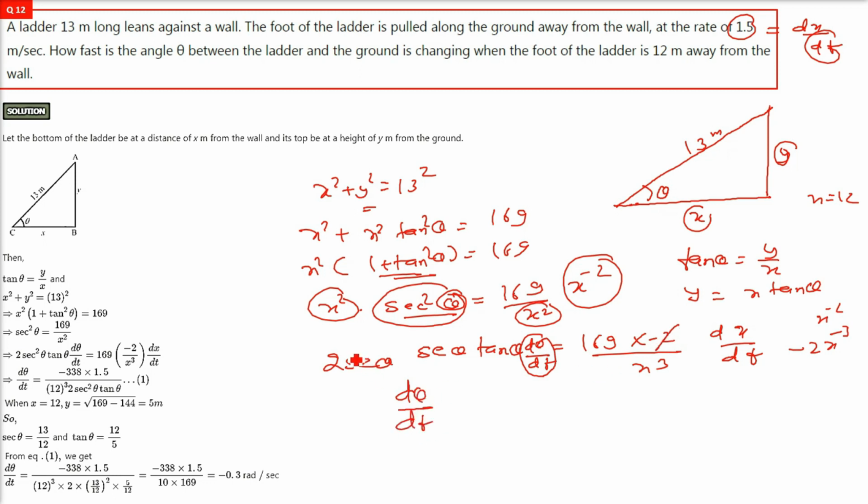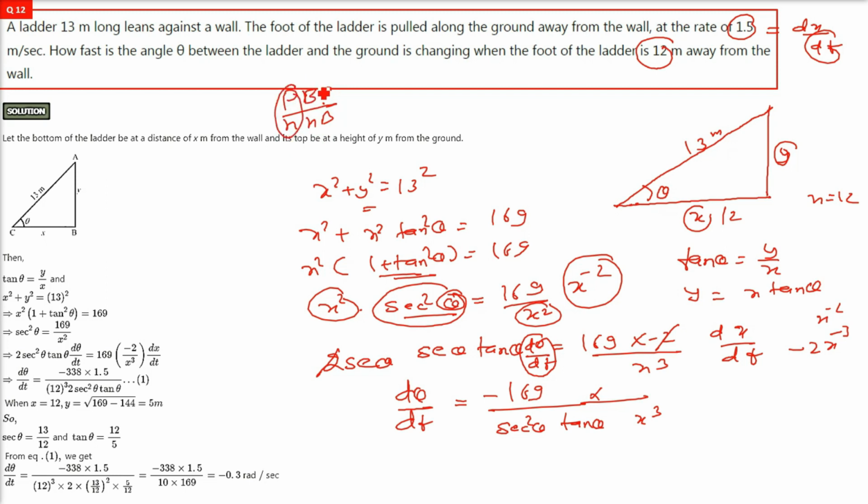What else goes? This 2 you can cancel. 169 here divided by sec square theta, sec theta is sec square theta, and then we have tan theta. Negative, it will be x cube in the denominator, and dx by dt. Now this is 13, the distance from the wall is 12. So x is 12 here. You can replace x cube by 12 cube. And dx by dt is also known to us. It is 1.5. But what about these?